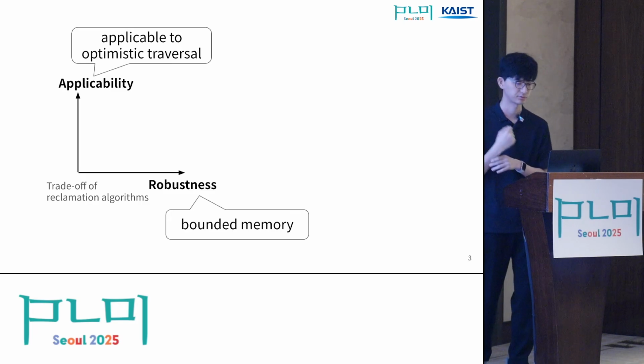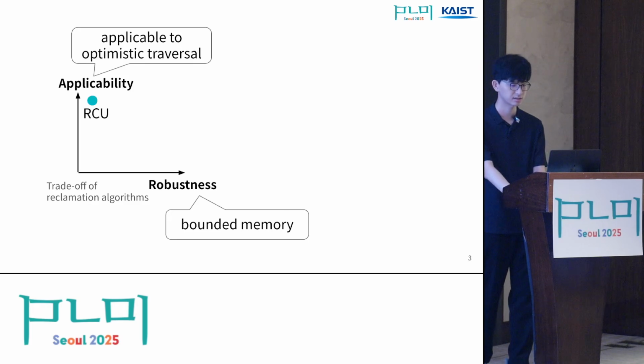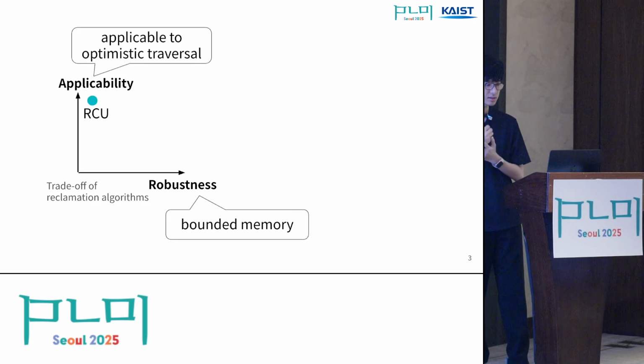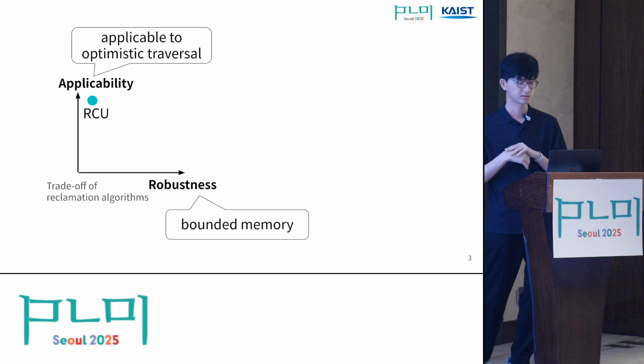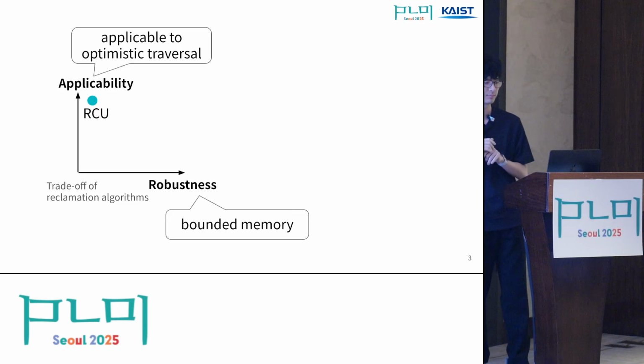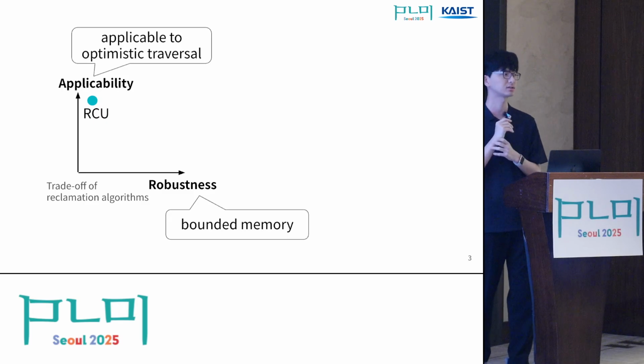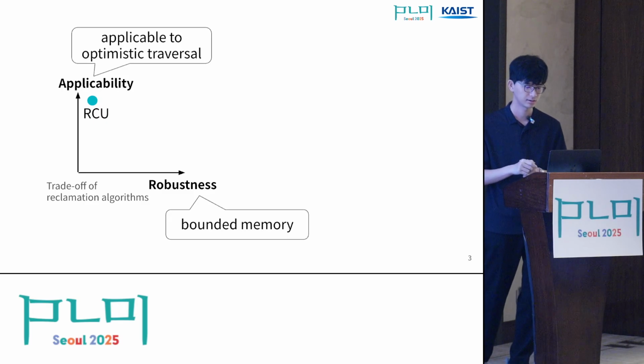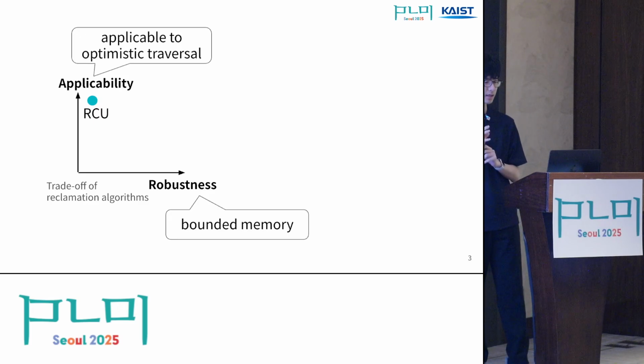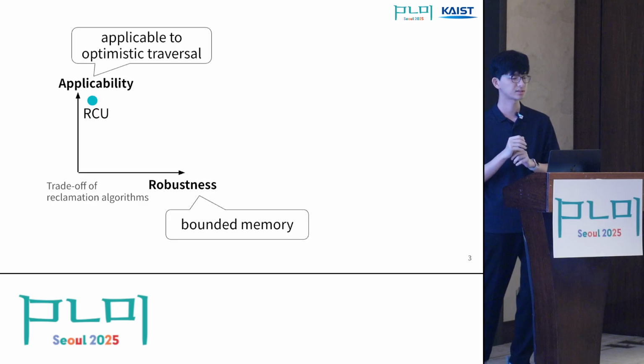A classic example, the one we have seen in the previous talk, is RCU. RCU supports the majority of data structures, in particular those that benefit from the efficient optimistic traversal strategy that I will come back to later. However, RCU is not robust, meaning that its memory usage is unbounded.